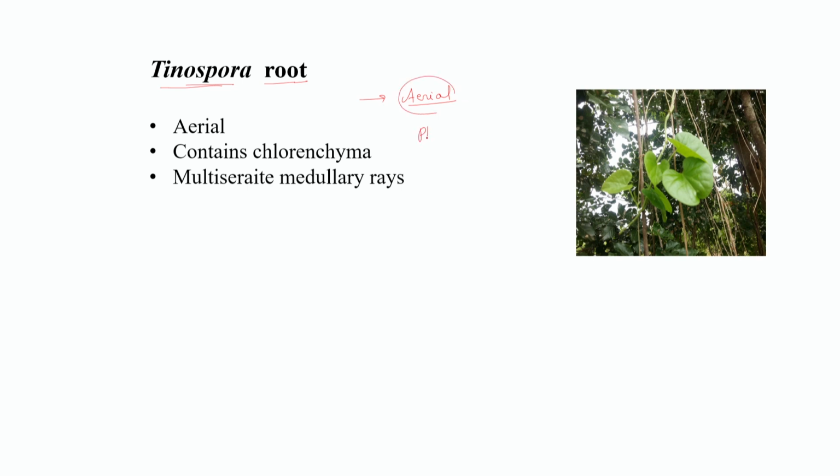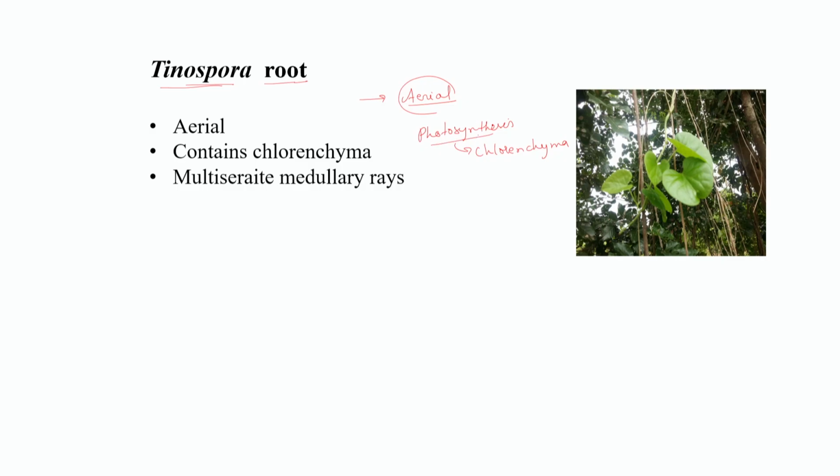It is performing photosynthesis. So this is also an anomalous behavior. It will have chlorenchyma in its cells, because it is an aerial root, so definitely it is getting light and it is also serving the purpose of photosynthesis. So this is also anomalous behavior.